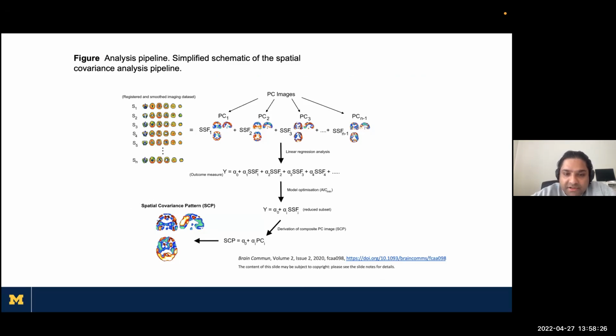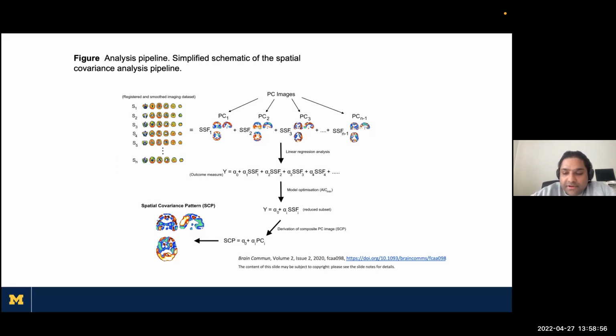But this multivariate, principal component based method can also be used to look at the spatial covariance pattern and do an analysis with some of the test batteries. So this is an example that I took from a paper published in Brain Communications.